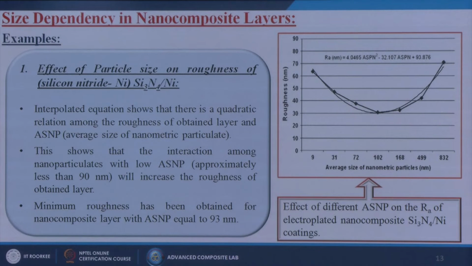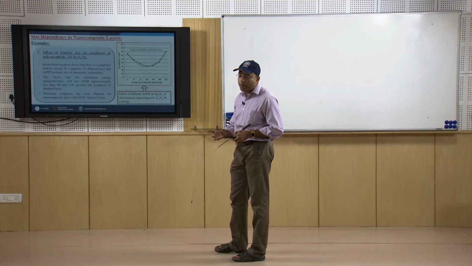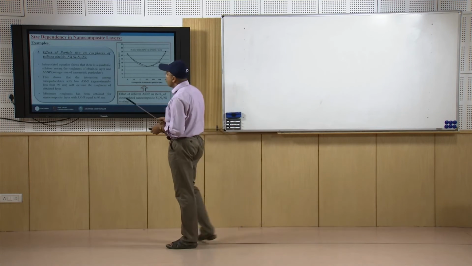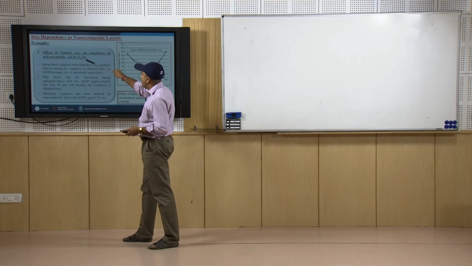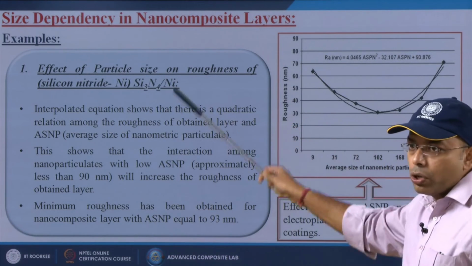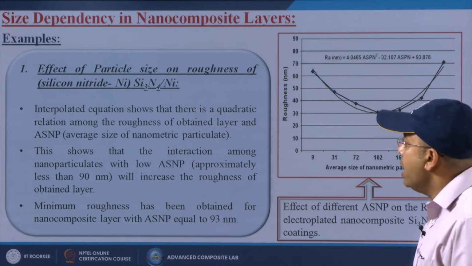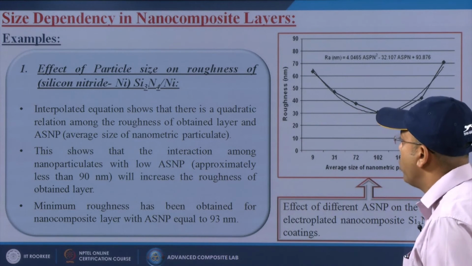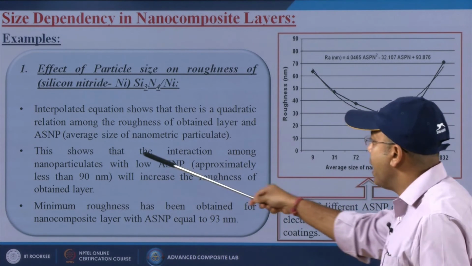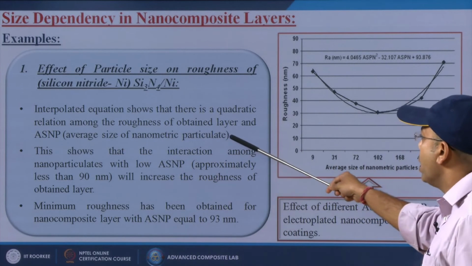Then the size dependency in nanocomposite layers. In this particular case we are going to see how the particle size affects the surface roughness of that particular material, or maybe of that nanocomposite or coating. So, the effect of particle size on roughness of silicon nitride, silica and oblique nickel composites. Here it is a hybrid kind of composite, where the interpolated equation shows that there is a quadratic relation between the roughness of the obtained layer and ASNP, the average size of nanometric particulate.